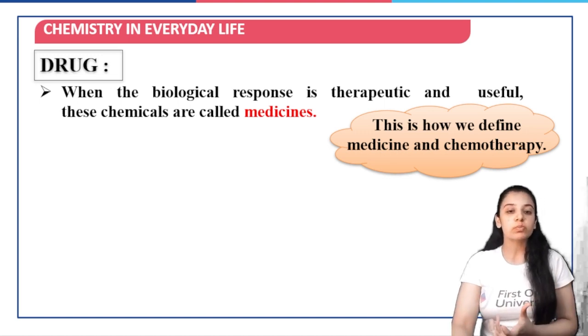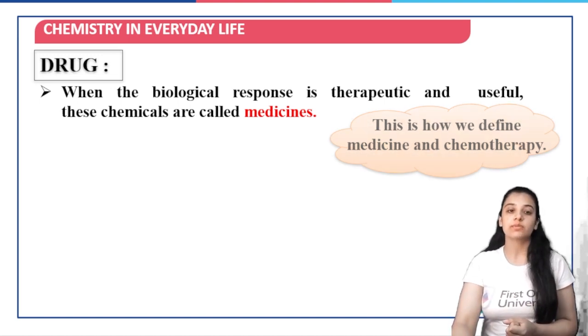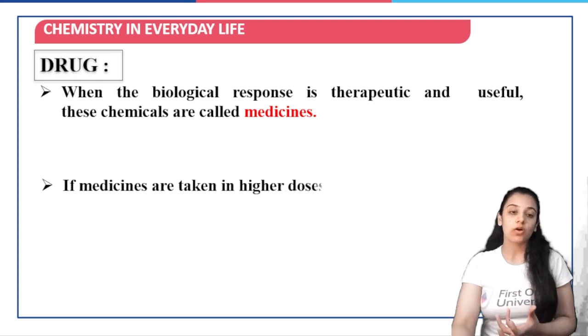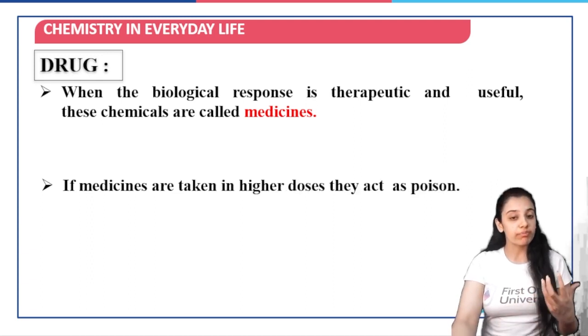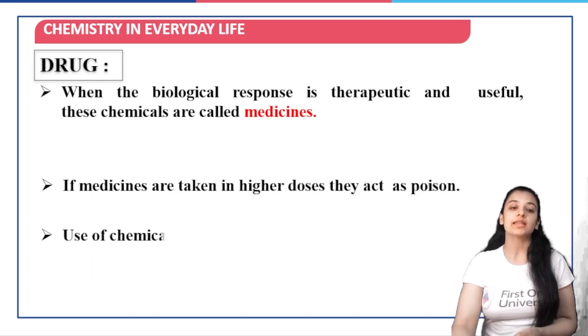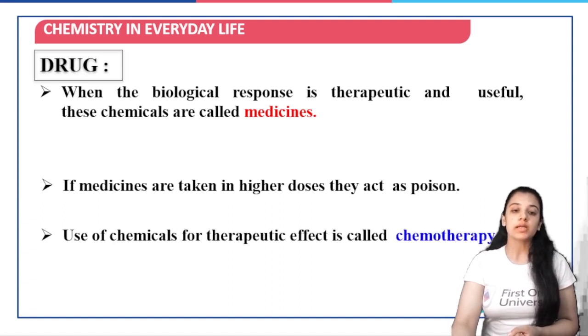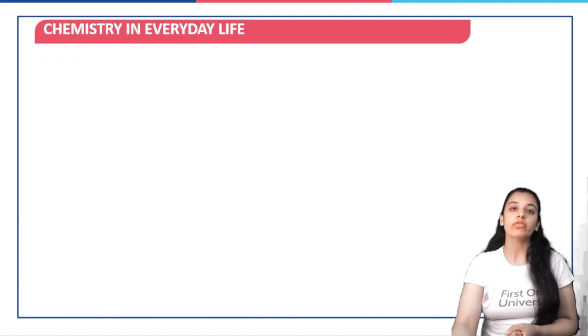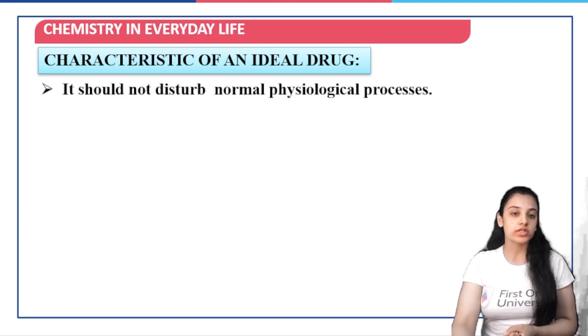So when the biological response is therapeutic and useful, these chemicals are called medicines. And if medicines are taken in higher doses, then they'll act as poisons. Use of chemicals for therapeutic effect is known as chemotherapy. Now, what are the characteristics of an ideal drug?